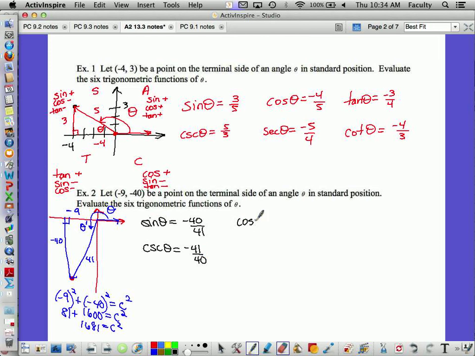Then I have cosine theta. That's SOHCAHTOA, negative 9 over 41. Secant theta would be the reciprocal, but we put the negative in the numerator, so it's negative 41 over 9. Tangent theta, SOHCAHTOA, is opposite over adjacent. That's a negative over a negative, right? So that's positive 40 over 9. And then cotangent, I just flip that.